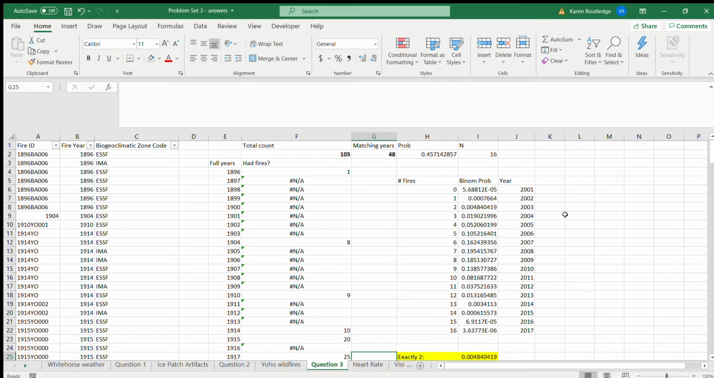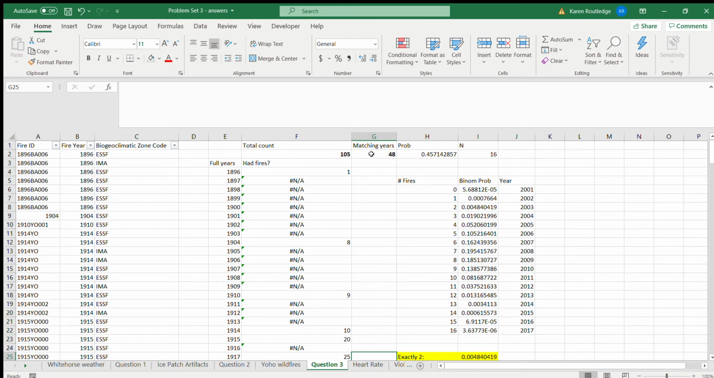That said, I thought I would at least highlight some of the key aspects of the question. So, should the final exam or your professional life ever require you to do something similar to this, it will seem at least somewhat familiar. So we have all of our years of data. It turns out there were 105 years between 1896 and 2017, the end of the data set. Of those 105 years, 48 of those years had fires in them.